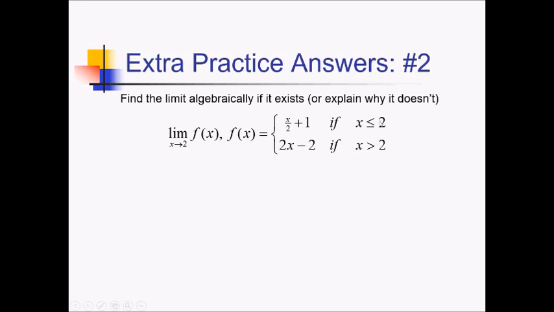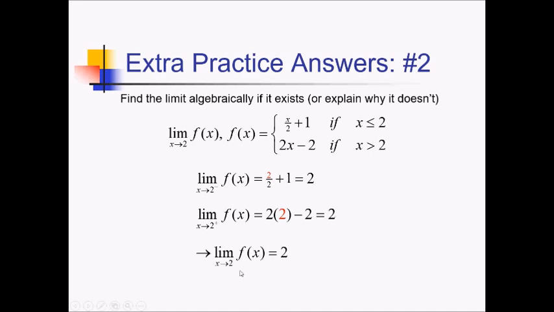For this problem, we're doing the limit as x approaches 2 for this piecewise function. Since 2 is the border value, we have to look at the left and right-sided limits. For the left-sided limit at 2, we're using the first rule that has x less than 2. So that's 2 over 2 plus 1, which is really just 1 plus 1, which is 2. For the right-sided limit at 2, we're using the x greater than 2 rule. So we've got 2 times 2 minus 2, that's 4 minus 2, which also comes out to 2. Since the left and right-sided limits agree on 2, the overall limit as x approaches 2 also happens to be 2.